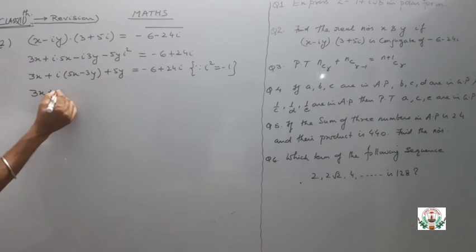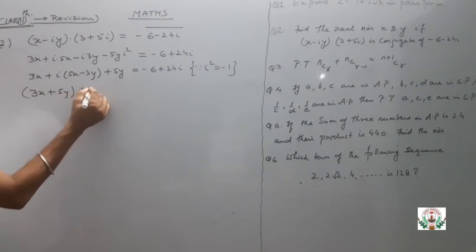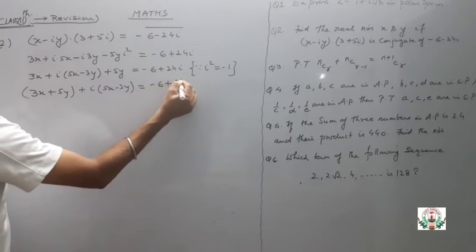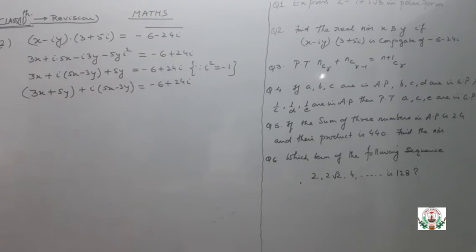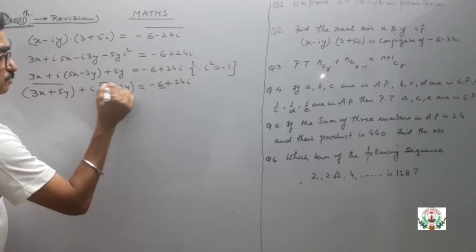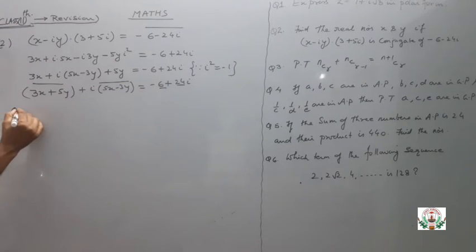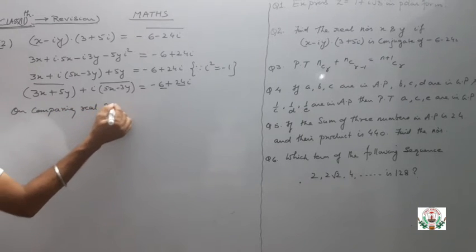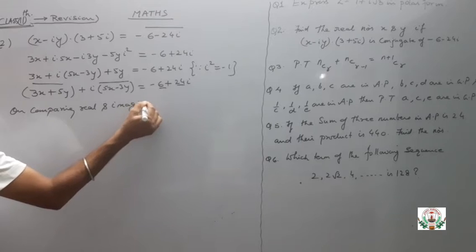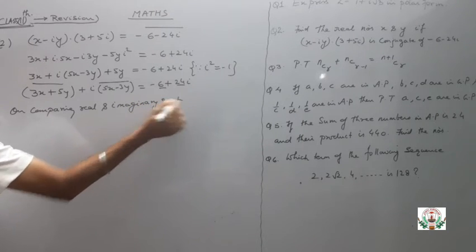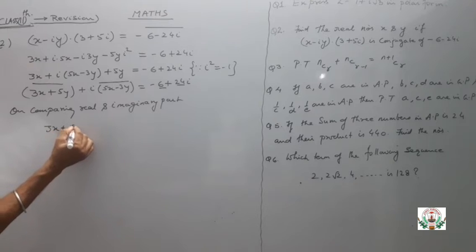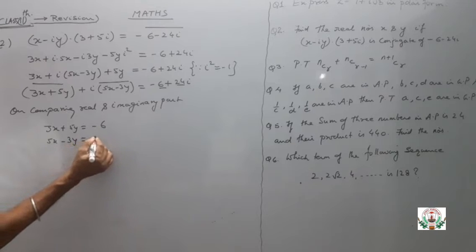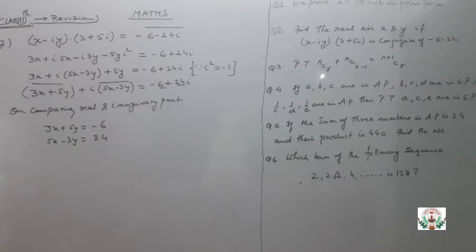Now our real part is 3x plus 5y plus the imaginary part (5x minus 3y) i equal to minus 6 plus 24i. Now we compare the real part to the real part, imaginary part to the imaginary part. So on comparing real and imaginary parts, we have 3x plus 5y equal to minus 6 and 5x minus 3y equals 24. Now we have to solve these two equations.